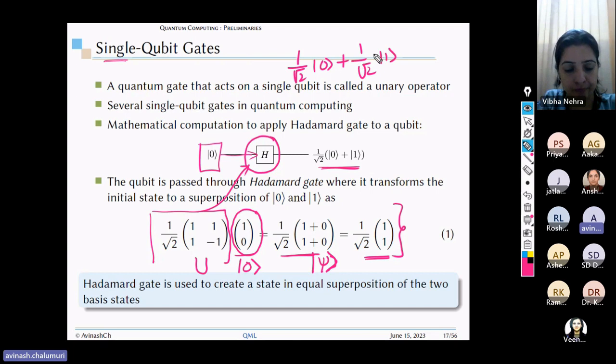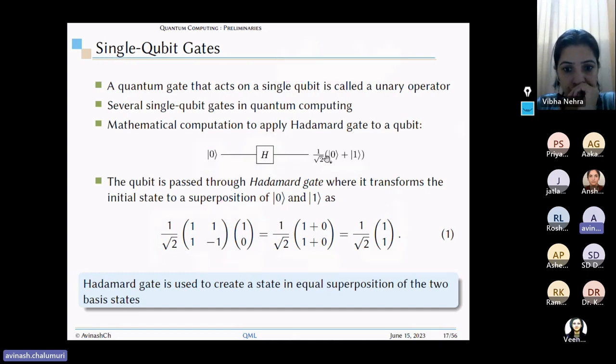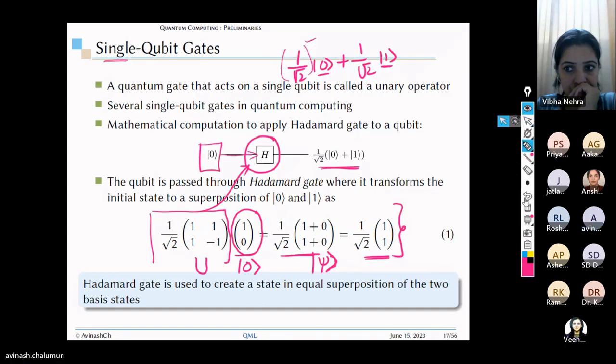Now, to calculate the probability, I'll square this. So there is a 50% probability that after measurement, my qubit appears in state 0 and a 50% probability that it appears in state 1. So that is the advantage of the Hadamard gate. If you want to strictly push your qubit into superposition, you can use a Hadamard gate.